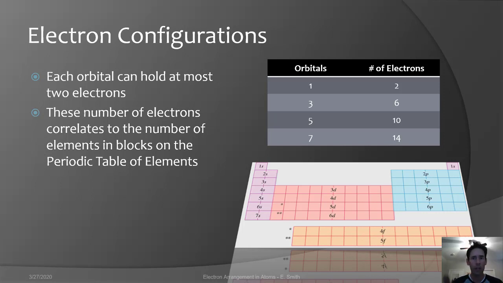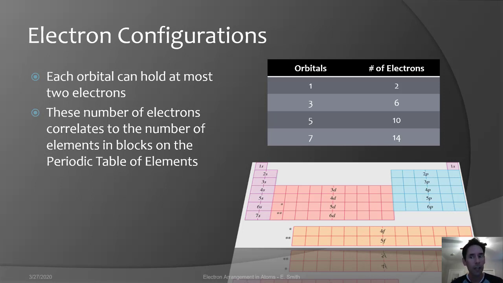Now, for orbitals, the one orbital there can hold 2 electrons. 3 orbitals can hold 6 electrons. 5 orbitals can hold 10 electrons. You're like, well, how do you know? Well, what's 1 times 2? 2. What's 3 times 2? 6. What's 5 times 2? 10. Yes, I can do basic math. And this is what you need to be able to do.